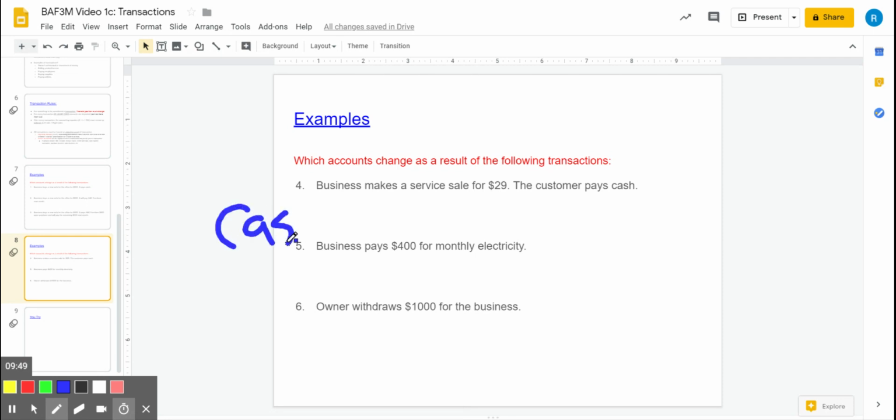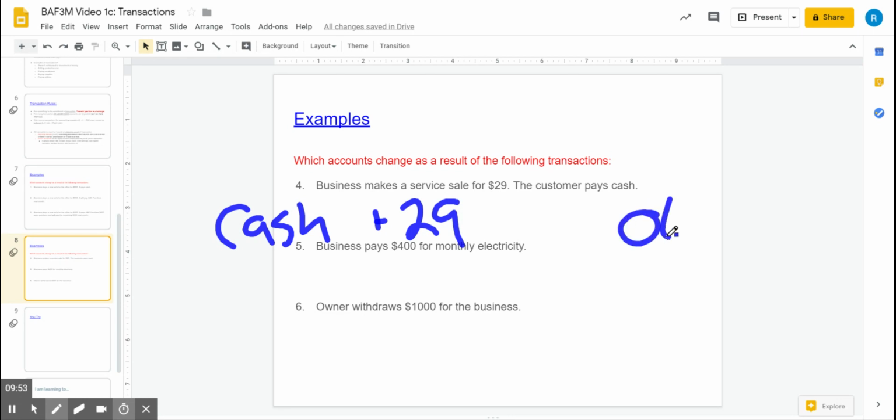Okay, so here we have cash in our business going up by $29, and the owner's equity of the business will go up by $29. You think of it here like the value of our business has gone up by $29 because this is $29 that just got effectively put into our business that wasn't there before by a customer. We're keeping it simple with a service business. Later in the course, you might not get to keep the whole $29, but we'll talk about that later.